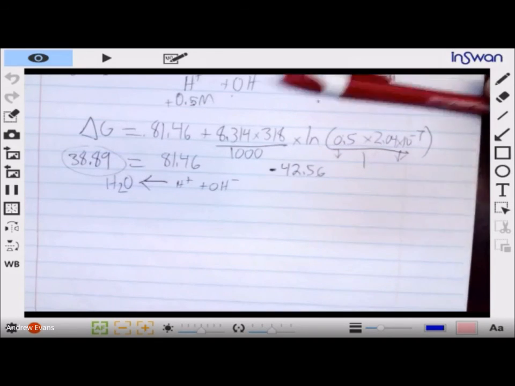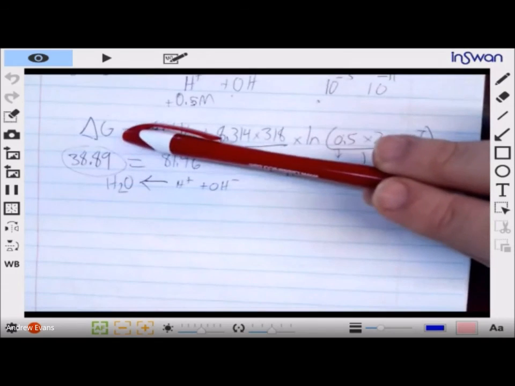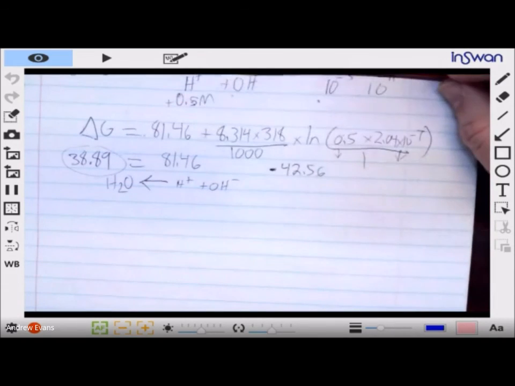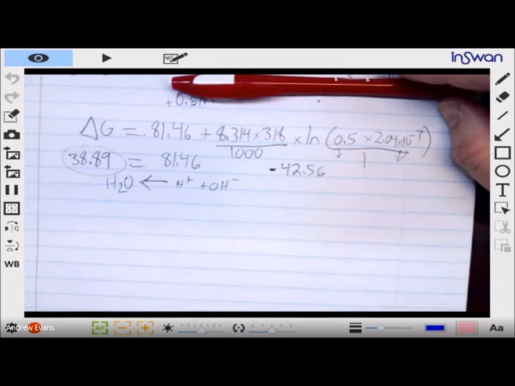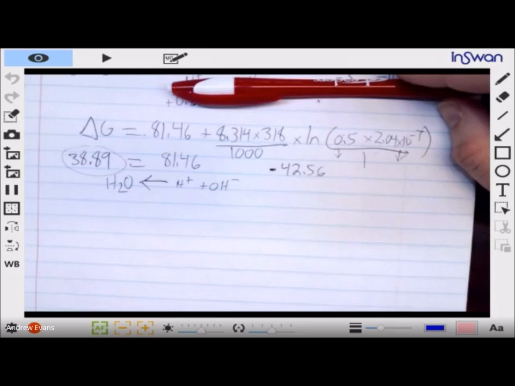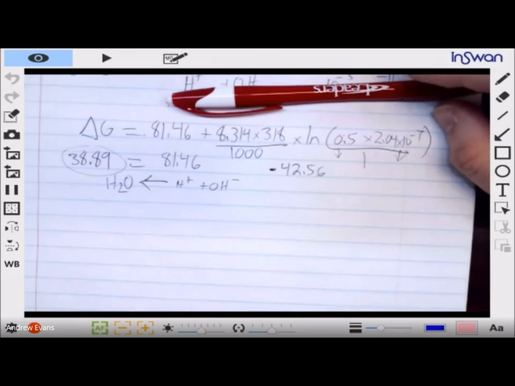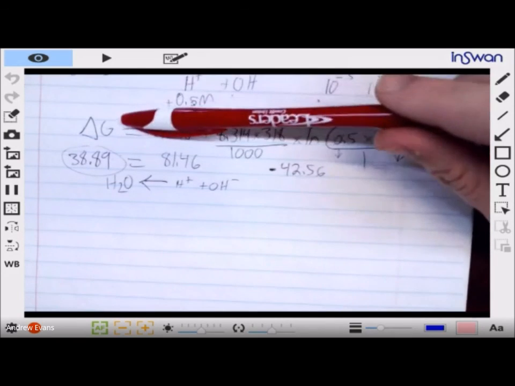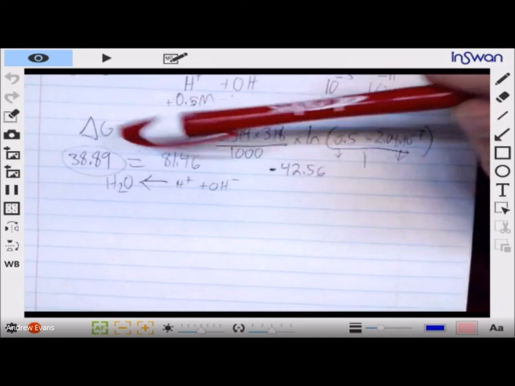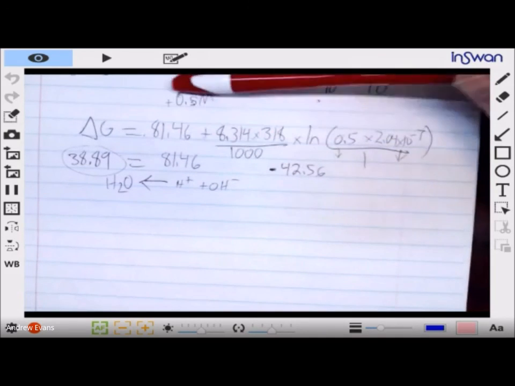Delta G non-standard, which is delta G without the naught, is an actual physical measurement of experimental data, where the situation is not perfectly one-to-one. So we use that more often, and this is maybe more useful in the real world. However, we will not use it so much.